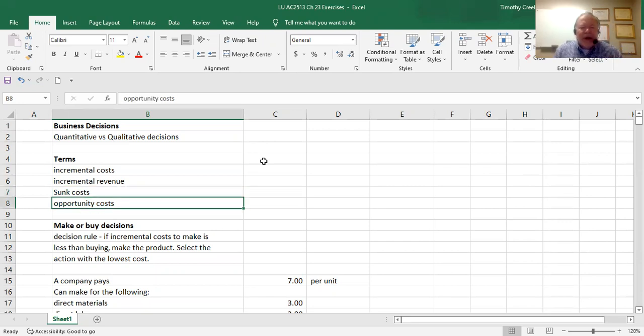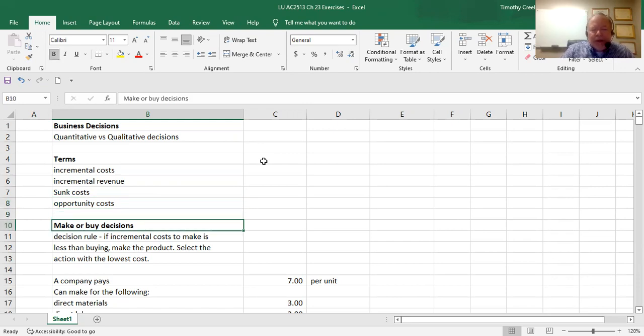Now, opportunity costs are the cost of the other alternative. Think of it this way. If I choose A, it's what I've given up by not choosing B. If I choose B, it's what I've given up by not choosing A. And so opportunity costs definitely factor into future decisions. You should want to make decisions that give you the lowest opportunity cost, or decisions that give you the greatest overall benefit.